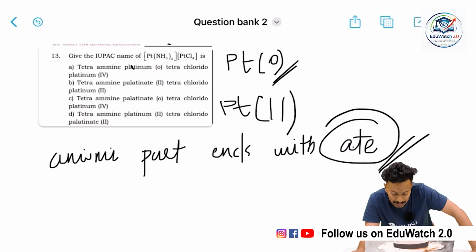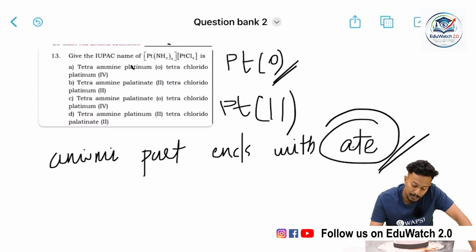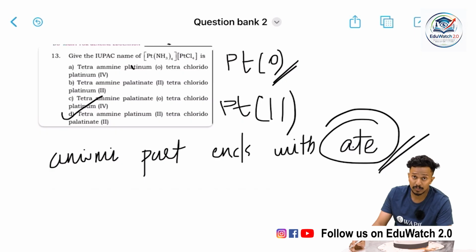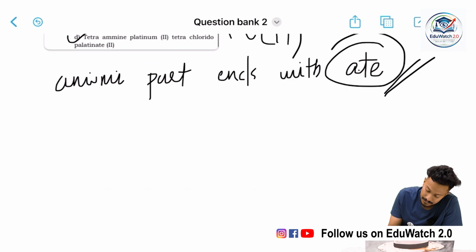So the only option that has platinate is option number D. So the correct option for this question would be option number D, which is tetraammine platinum(II) tetrachloridoplatinate(II). Okay, are you following up with me? So the correct option would be option number D.